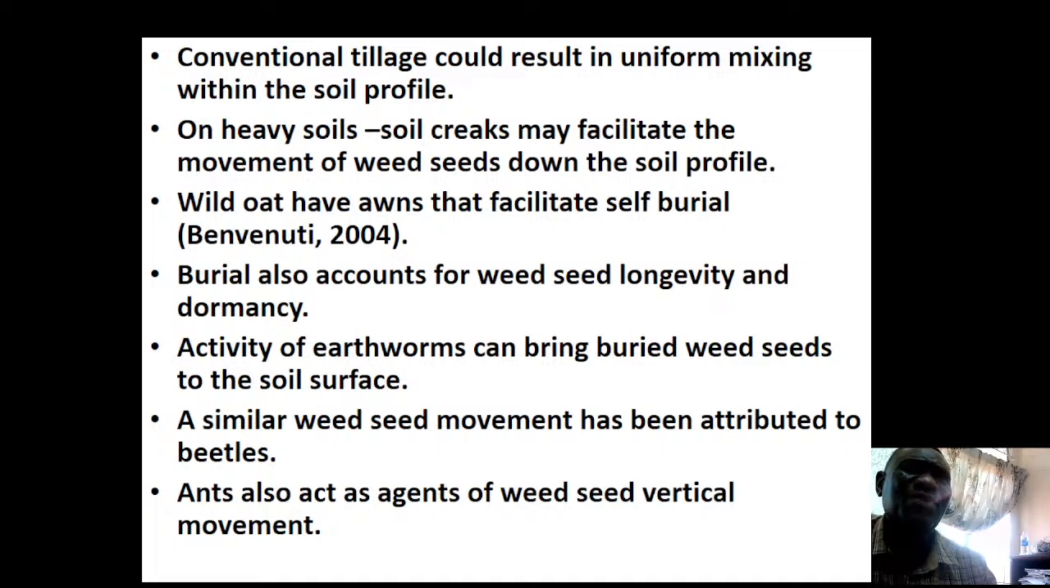A similar weed seed movement has been attributed to beetles. So insects can move around weed seeds within the soil profile. Ants also act as agents of weed seed vertical movement. But this is not movement to great distances. So the vertical movement is also happening within the field.